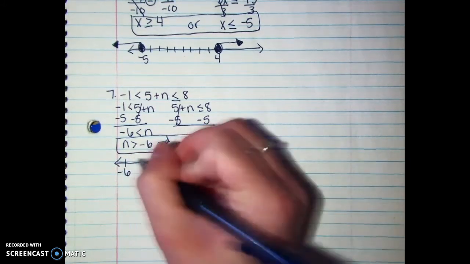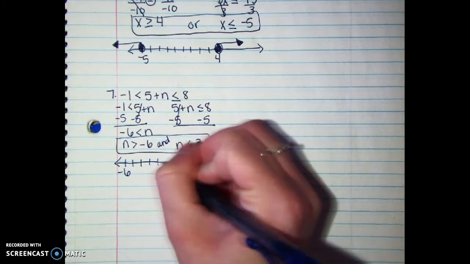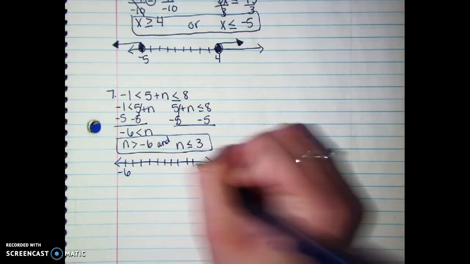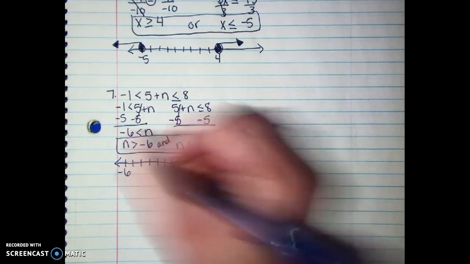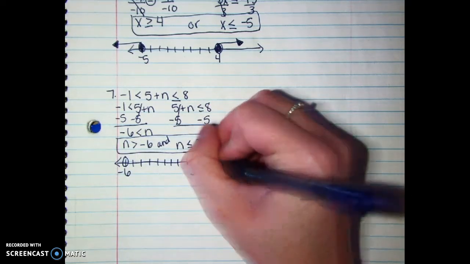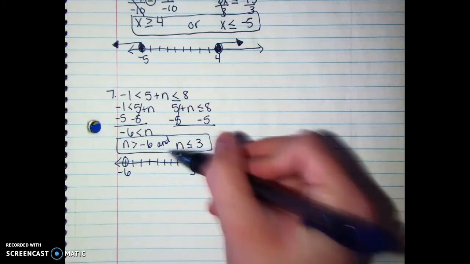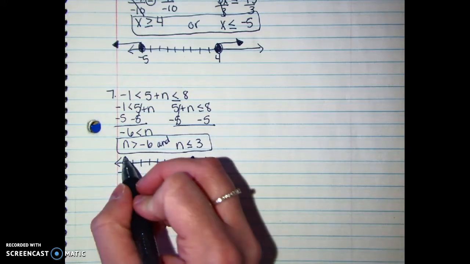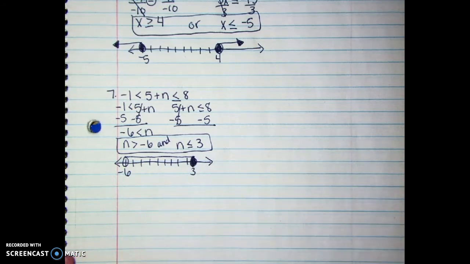So this is negative 6, 5, 4, 3, 2, 1, 0, 1, 2, 3. And let's see, that one's open, this one is closed, so fill this one in. And at 3 it's going towards the left, and at negative 6 it's going towards the right, so they are going the right direction, so they connect.